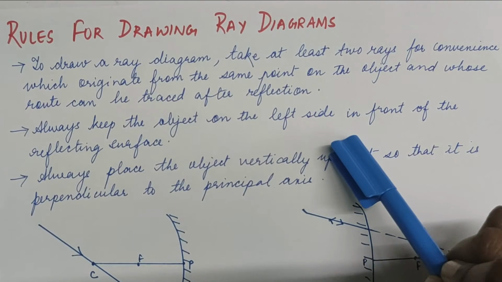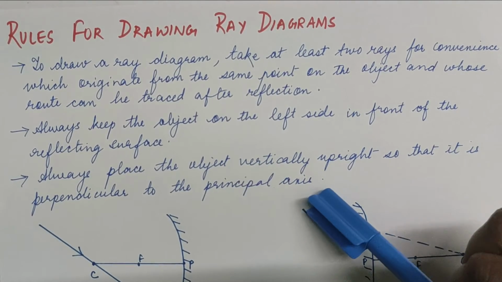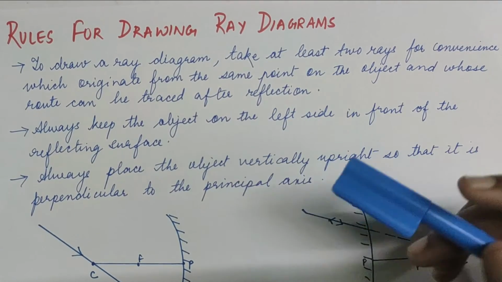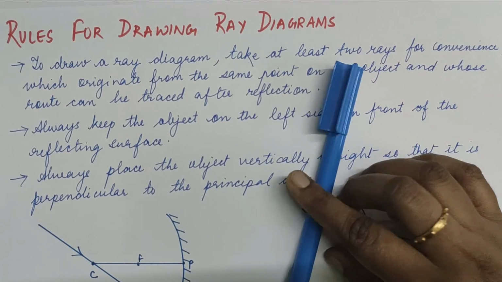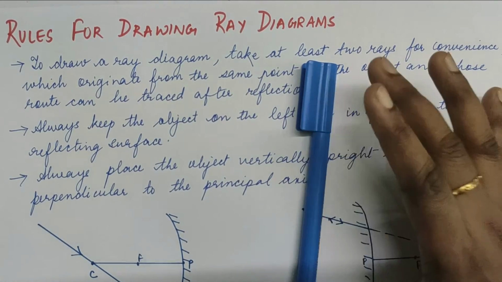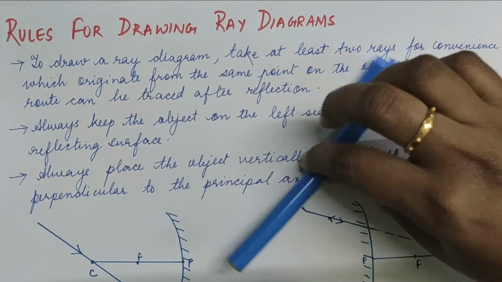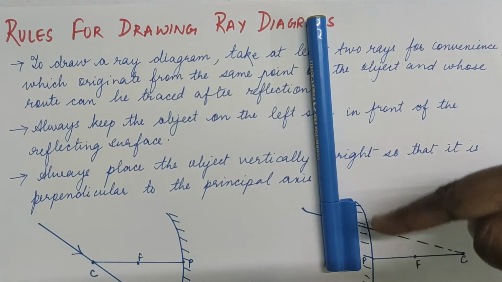Always keep the object on the left side, in front of the reflecting surface. The object has to be placed in front of the mirror. Always place the object vertically upright. So suppose you can see this pen. This is a vertically upright position of the pen. And you will see at times after reflection, the image appears upside down.